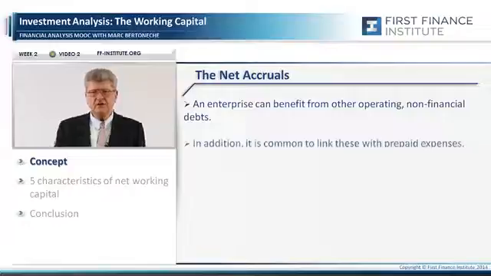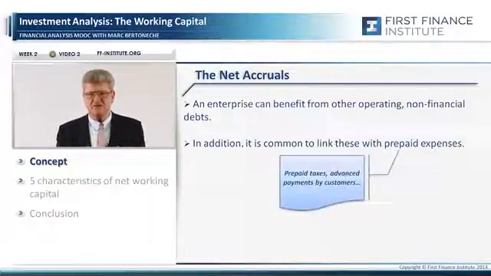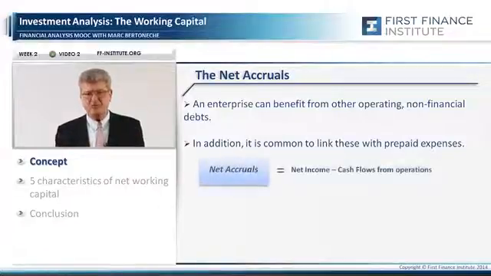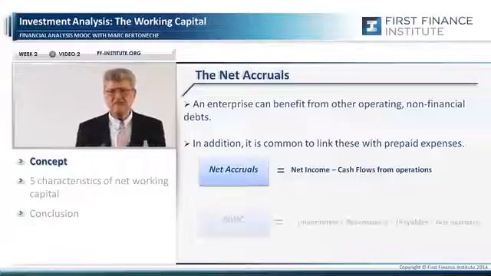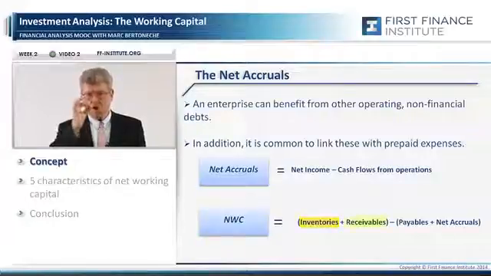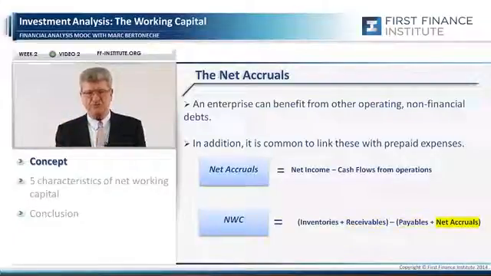And it is common to net them with some prepaid expense, prepaid tax in some cases, some insurance premium paid in advance, advance payment by customers, and this leads to net accruals. So to summarize all that, net working capital corresponds, as the slide is showing, to inventories plus accounts receivable minus accounts payable and net accruals.